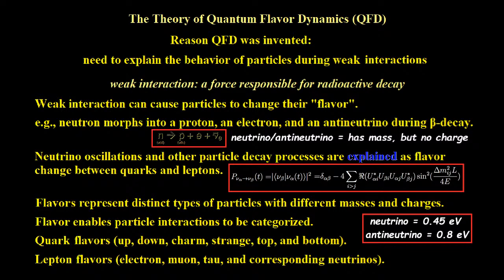Okay, flavors represent distinct types of particles with different masses and charges. That's all it is. So it's a combination of masses and charges. They call those flavors, and you have flavors for both quarks and leptons. So you have flavor enabling particle interactions to be categorized. So all these are just categories. That's all it is. Just little bits and pieces which they had to invent in order to try to explain little pieces of what they observed, which they always assumed were particles.